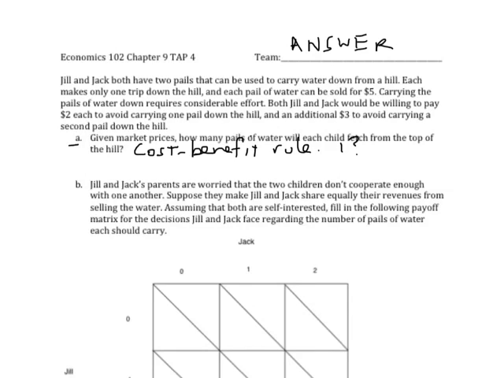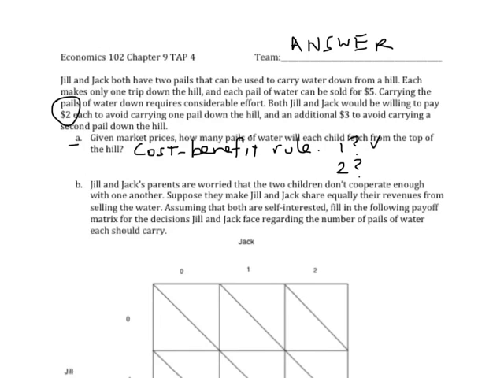Well, take it from Jill's perspective. It costs her $2 worth of effort to bring the first pail down. Get $5 for it. You bet. Given that she's bringing one down, would she bring a second one down? This is this funny way we set up microeconomic problems.